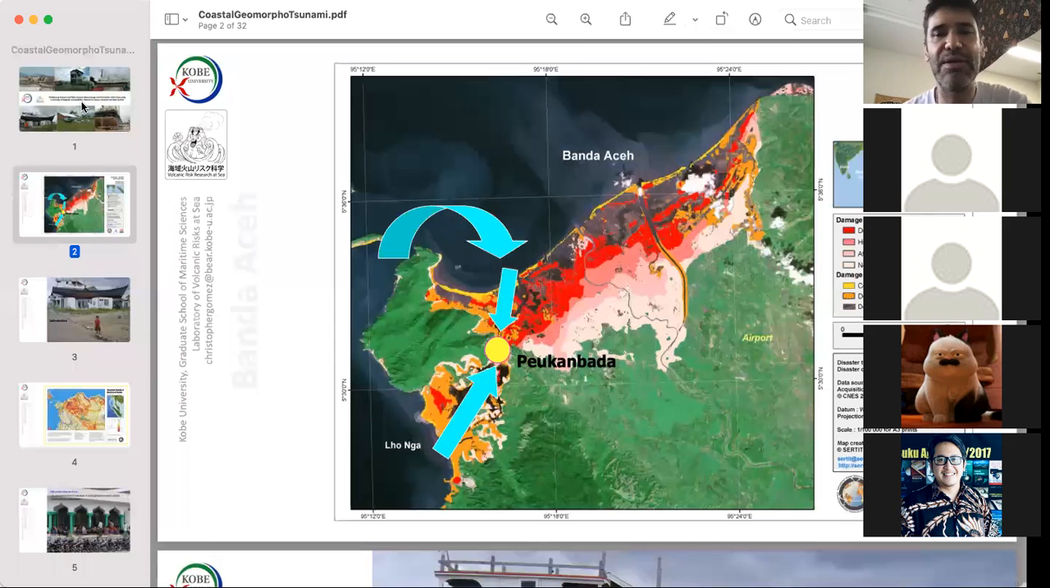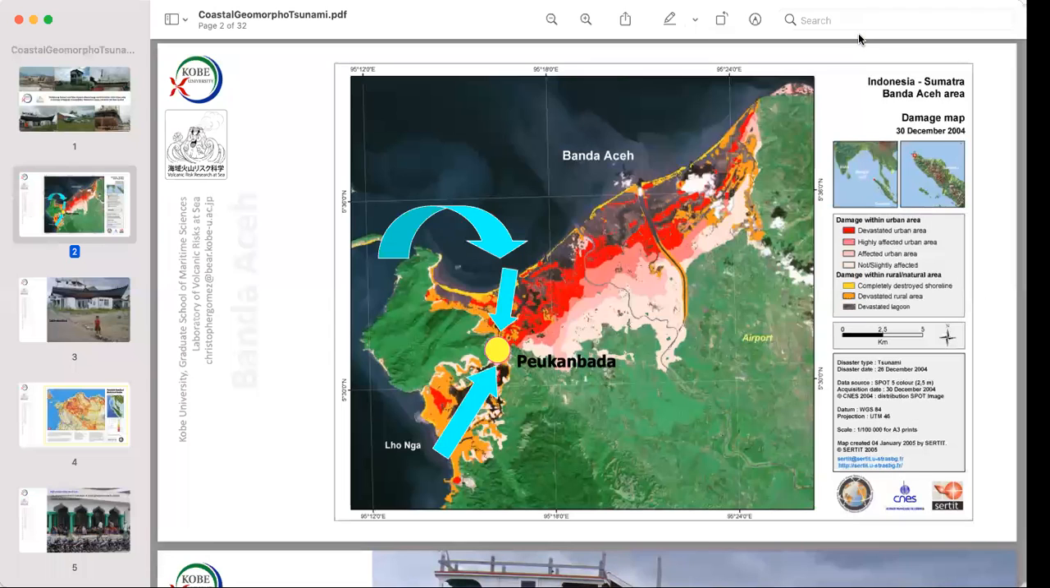So what happened in Banda Aceh, unfortunately, you can see you have the city right here, and you have Lhoknga on the other side, and the wave went from two directions. The tsunami arrived in December 2004 from that area, flooded Banda Aceh, and also the wave went around by Lhoknga, so the wave was coming also in this way. So we have really two directions of the tsunami reaching land.